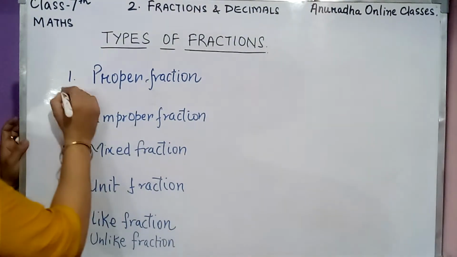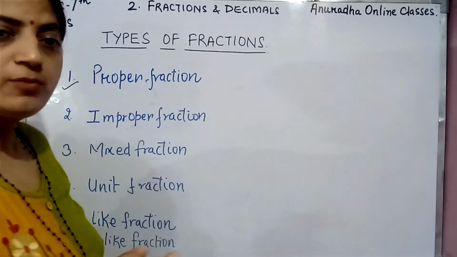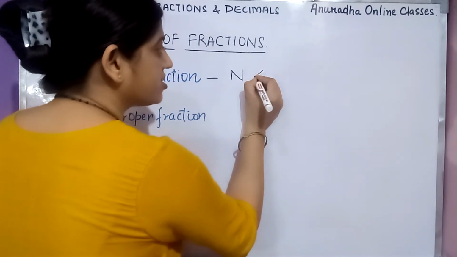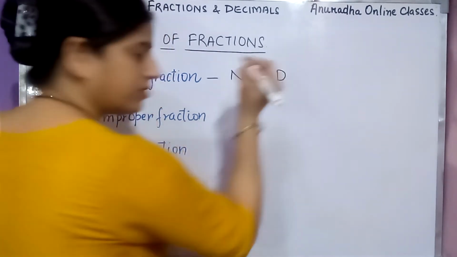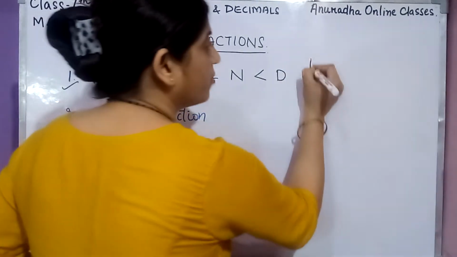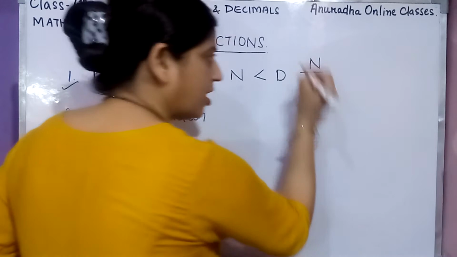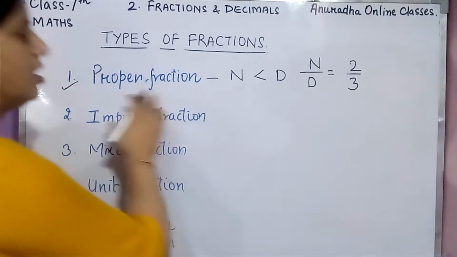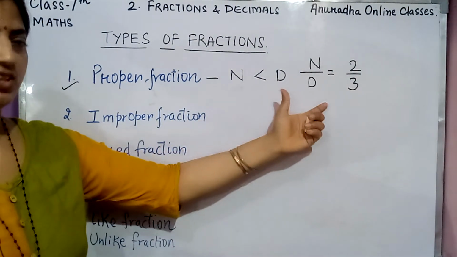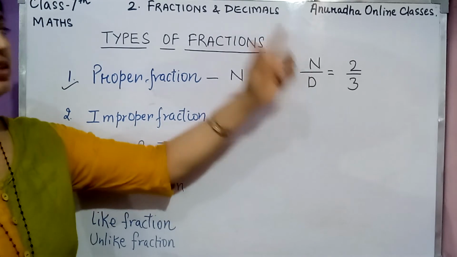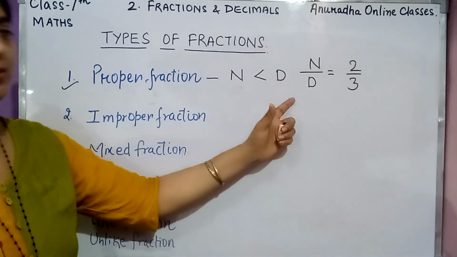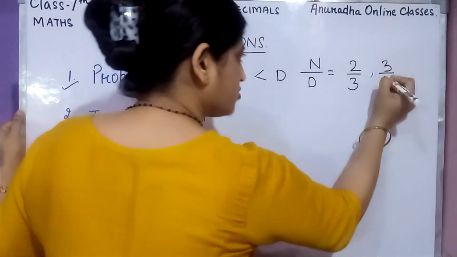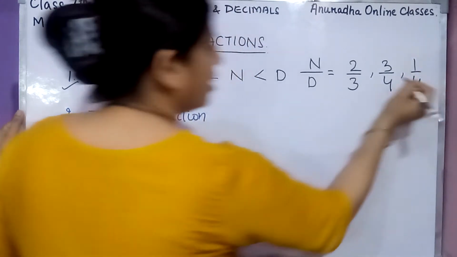See, the first one is proper fraction. What is proper fraction? Proper fraction means where the numerator is less than denominator, right? Numerator is less than denominator means numerator we are writing above and denominator we are writing down. If the fraction is 2/3, this is a proper fraction. इसको हम proper fraction कहते हैं. जहाँ पे हमारा numerator जो होता है that is smaller, वो छोटा होता है denominator से, right. Now come to the second. 2/3 हो सकता है, 3/4 हो सकता है, 1/4 हो सकता है, and so on.